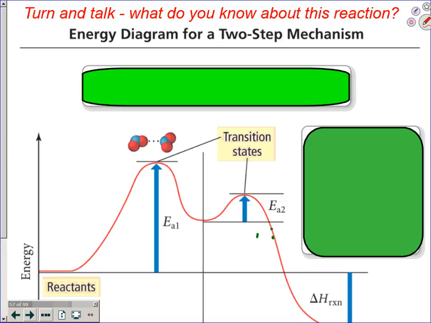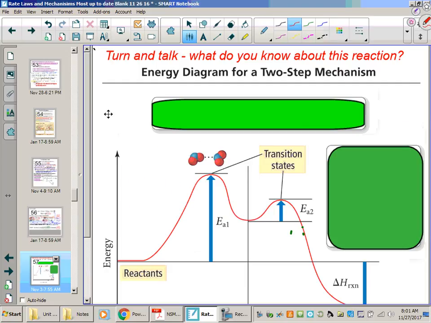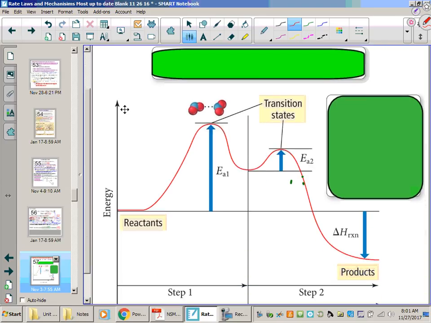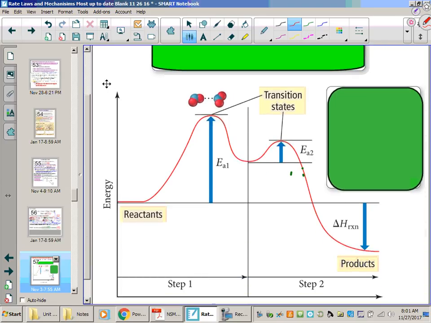All right. So speaking of, I want you to turn and talk right now. Looking at this, let me maybe make this a little bit smaller. I think you guys can see all that. Tell the person next to you everything you know about this reaction. All right, come back to me. Come back to me. 3, 2, 1.